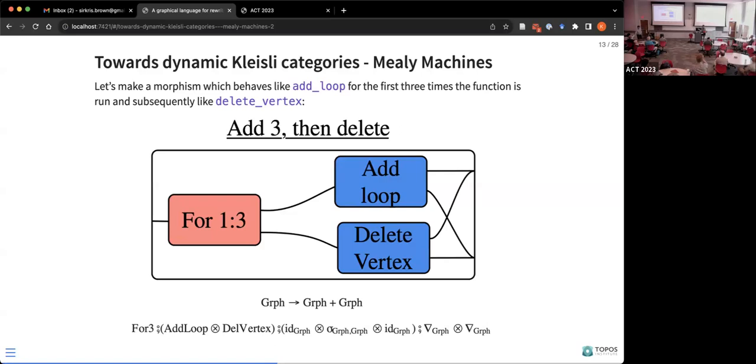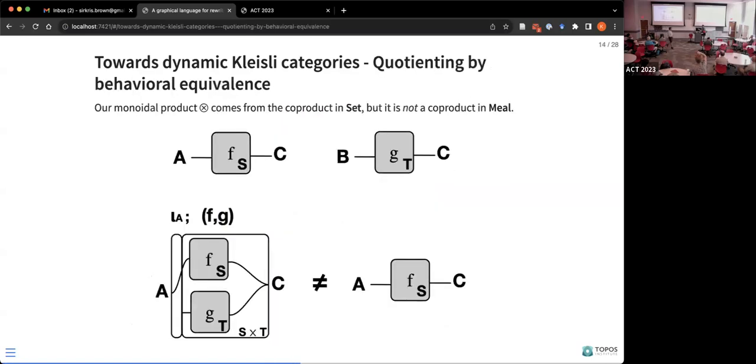So it's good that we're talking about the relationship with Set, because this monoidal product is the coproduct in Set, but it's not actually the coproduct in this category of Mealy machines. That's because some required things that should be equal aren't actually equal. For example, the state spaces of this morphism on the left and this morphism on the right are not literally equal because they have different state spaces, but they have the same behavior. Essentially, this G morphism with its extra state space T is not playing any particular role. It's effectively not being used.